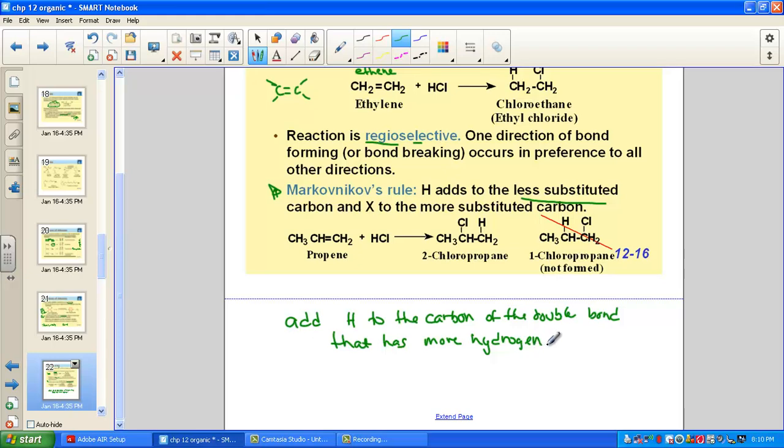And then, of course, the halogen would add to the carbon that has less hydrogen. This rule is sometimes remembered by saying the rich get richer. In other words, the carbon that has more hydrogen will get even richer in hydrogen.